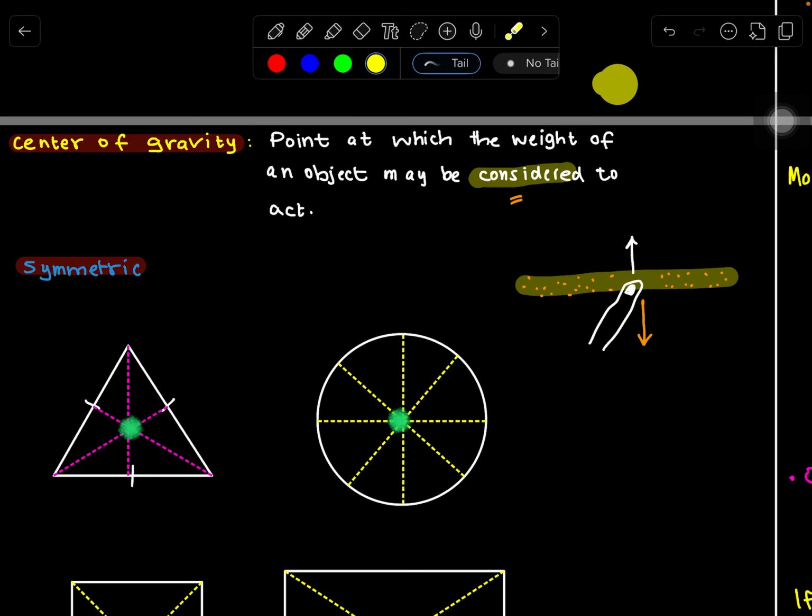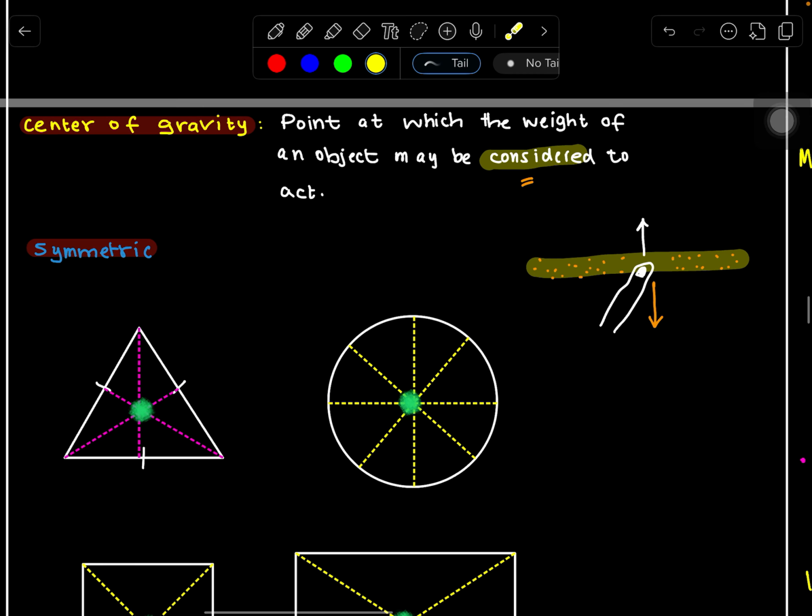Okay, so you should learn this definition, and I hope it makes sense. If it doesn't, feel free to ask me in the chat box or whenever is possible. I'll also drop my email address somewhere for you to write to me if there's any questions. Okay, so center of gravity is the point at which the weight of an object may be considered to act. How do we find center of gravity for objects?